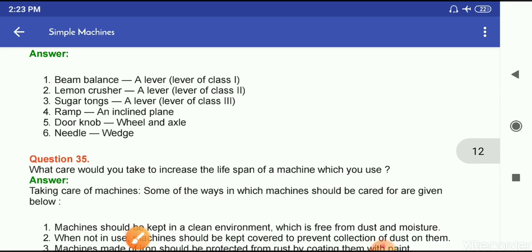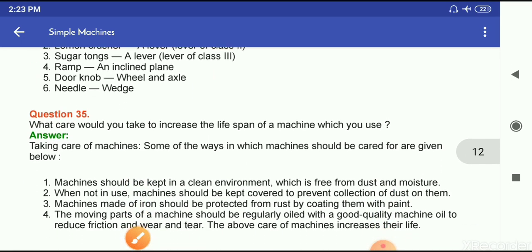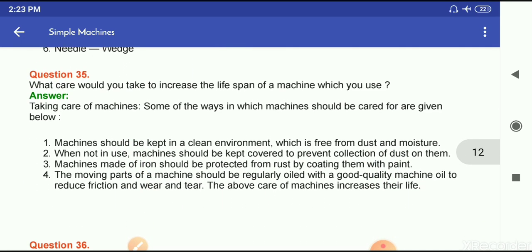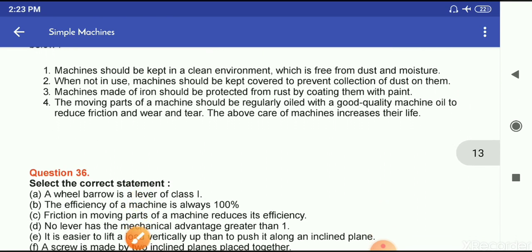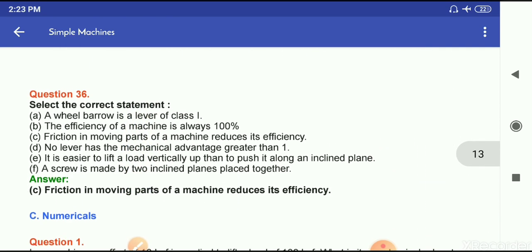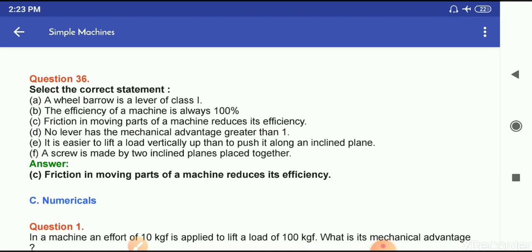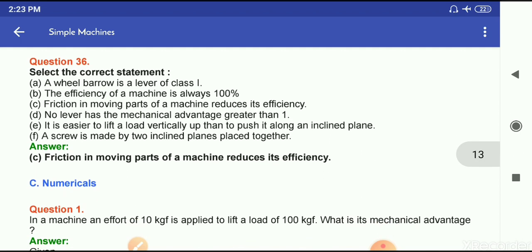Question number 35. What care would you take to increase the lifespan of a machine which you use? So, here are some precautions that we can use to take care of our machine to increase its lifespan. Okay, so you can write from here. Now, question number 36. Select the correct answer. Select the correct statement. A wheelbarrow is a lever of class 1. The efficiency of a machine is always 100%. Friction in moving parts of a machine reduces its efficiency.